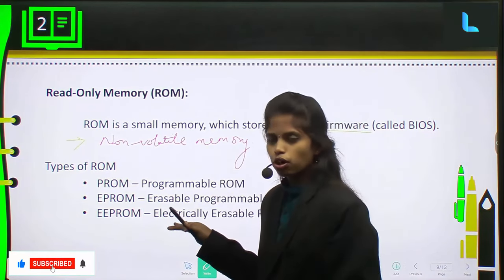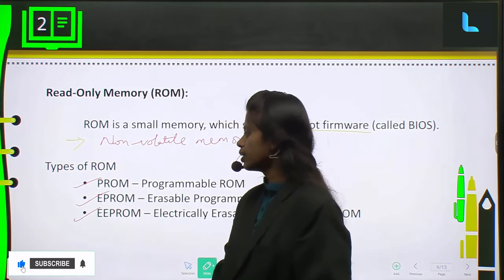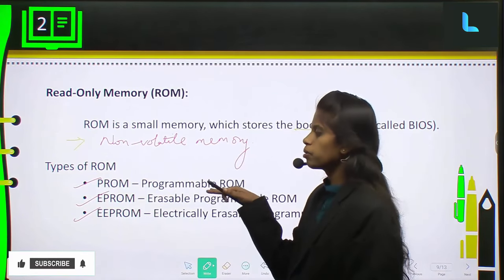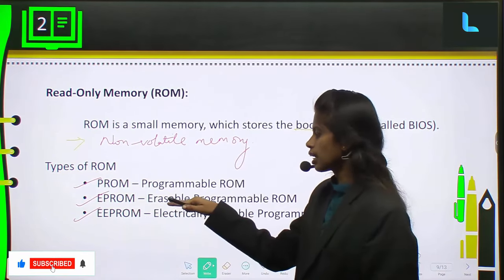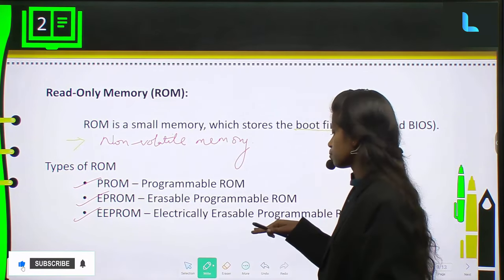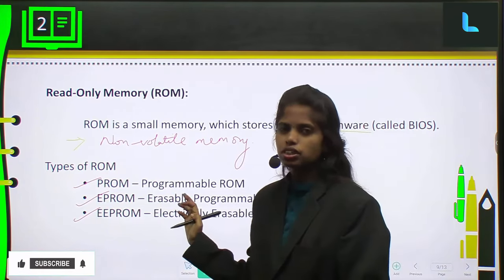And under the types of ROM you have PROM, EPROM and EEPROM. PROM is nothing but programmable ROM. Next is erasable programmable ROM, and then electrically erasable programmable ROM. So this is the second question.